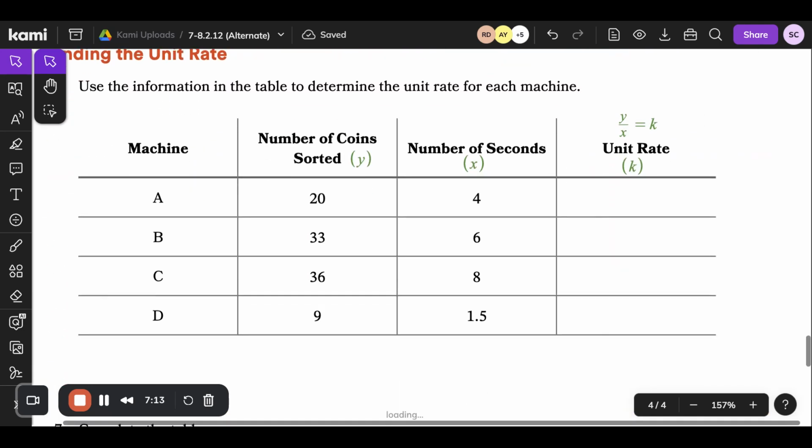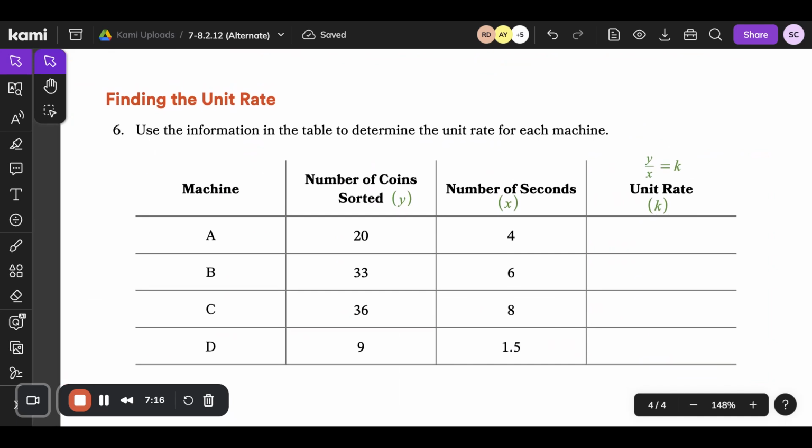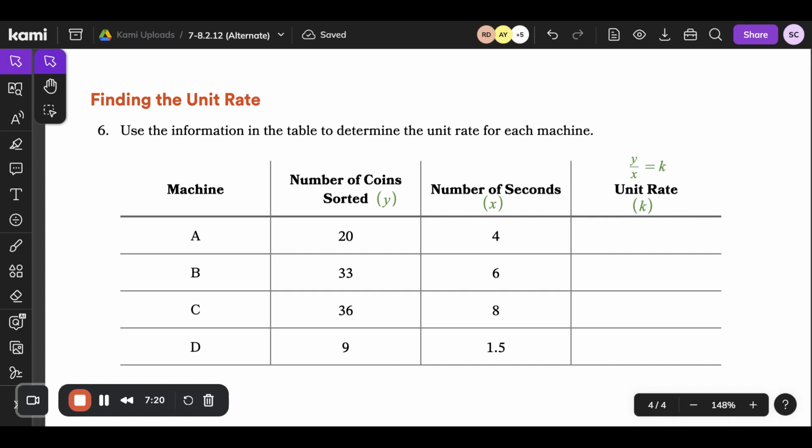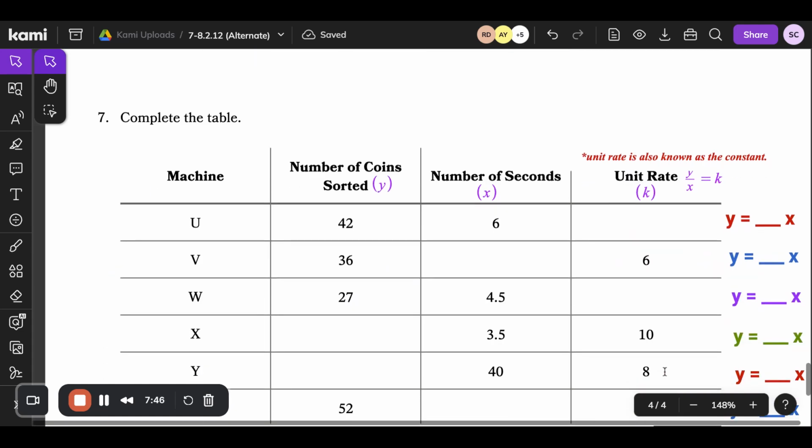And then going on to our last part here, using the information in the table to determine the unit rate for each machine. So this part we have already done. You are just going to write what your constant is equal to for each of these. So K equals what for machine A? K equals what for machine B? K equals what for machine C? And for machine D. And then writing your equation, Y equals blank X. We actually already wrote these parts for 2, 3, 4, and 5. So all you have to do is go back up or turn the page, look at your notes for those tables, and that is what you are going to write here.